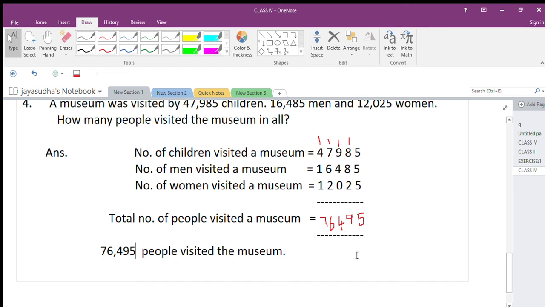In a word sum you have to write neatly. The digits should be written column-wise, in a straight manner. Only then will you get the correct answer. Otherwise, if you write in a zigzag manner, you will get the wrong answer.